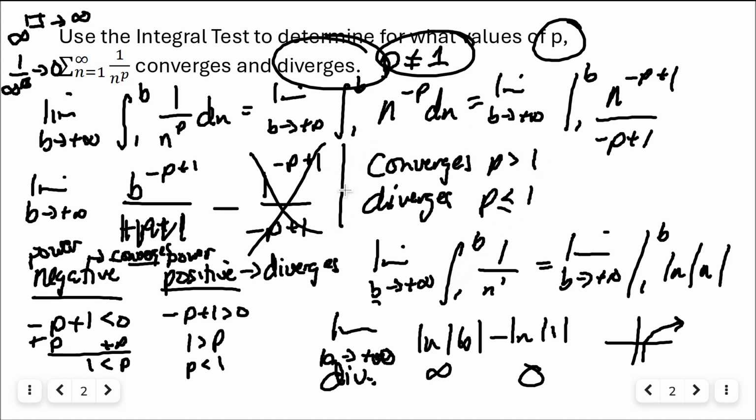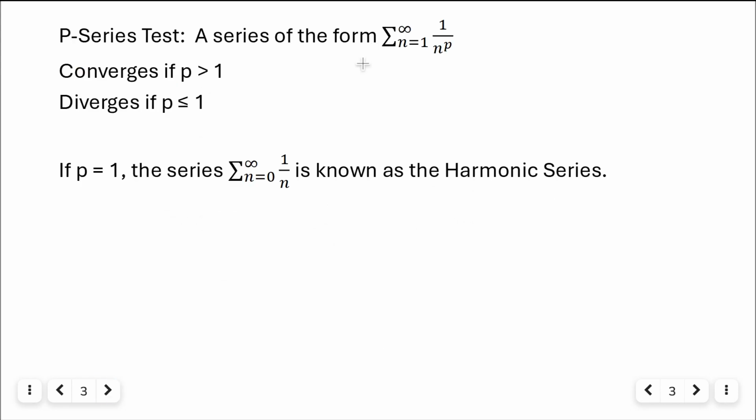Okay, so there we go. This thing converges if p is greater than 1. It diverges if p is less than or equal to 1. That is the p-series test. So the p-series test is a series of the form 1 over n to the p, converges if p is greater than 1, diverges if p is less than or equal to 1. We literally just did it. We just showed it. Okay, now, a special series, if p is equal to 1, the sum from n equals 1 to infinity of 1 over n is called the harmonic series. Okay, it has a special name. It's called the harmonic series. All right, so we can throw that in there as well.